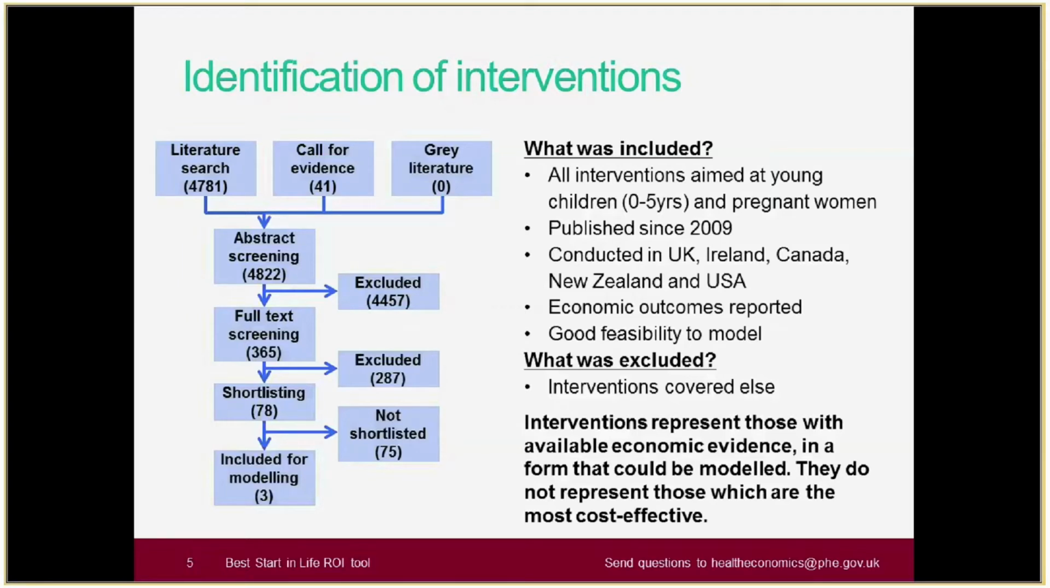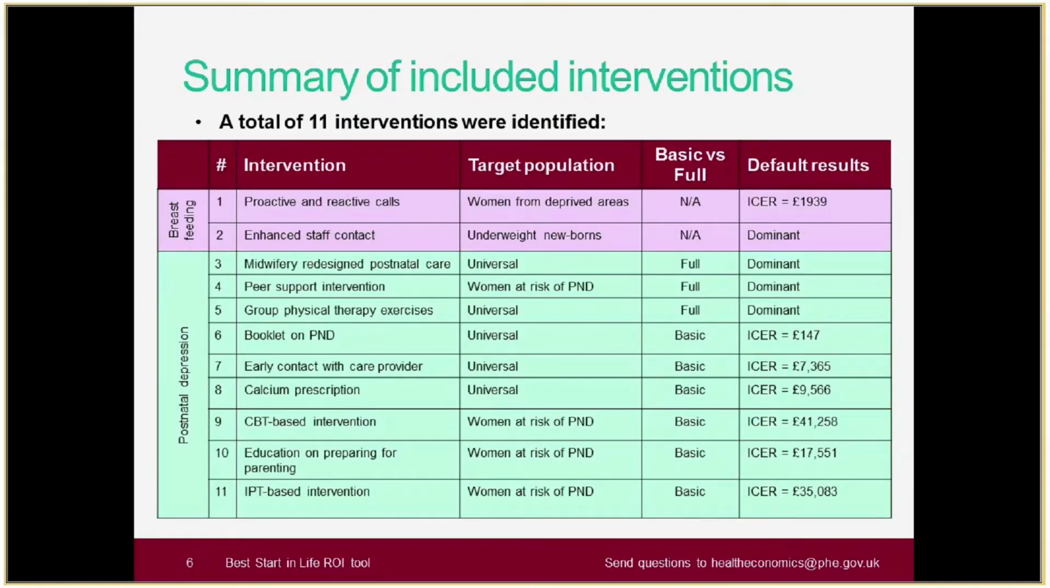The interventions included are those with the best economic evidence in a form that can be modelled. So we don't think the tool is comprehensive and it doesn't cover everything. There may be things out there that are cost effective, but we just couldn't find information on them. At the end of that process, we were left with 11 interventions, specifically relating to breastfeeding and postnatal depression. The reason those two things were pulled out was because those were the ones that had evidence on them. So there were 11 interventions.